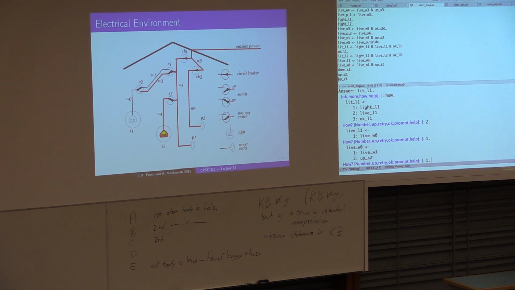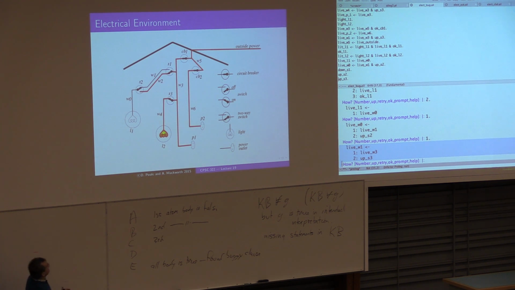Now we're going to have another clause here that says live W1 if live W3 and up S3, so which one is false?